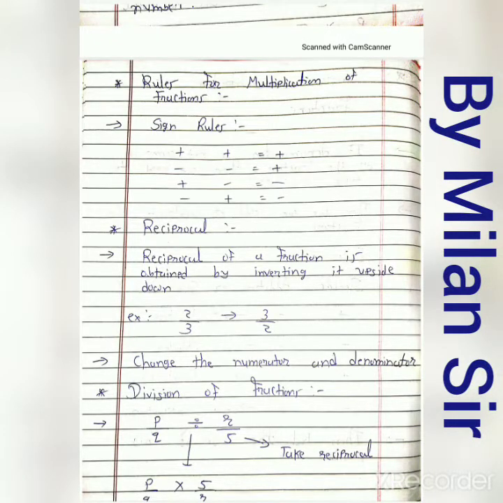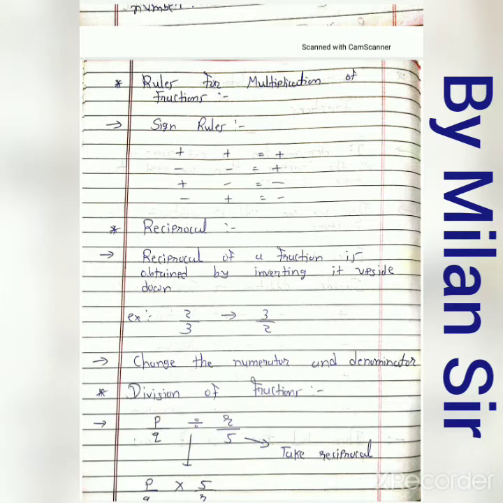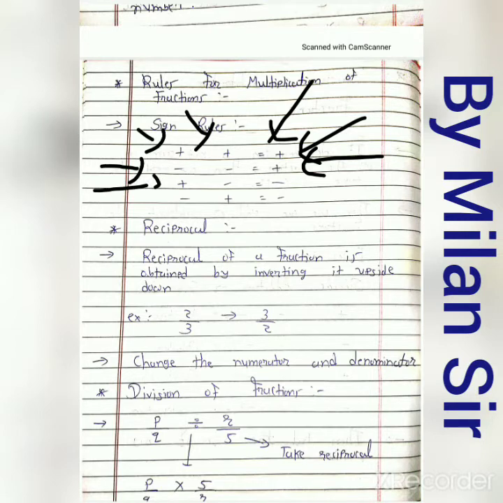Then sign rules for the multiplication of fractions. In multiplication, first of all we do the multiplication process, after that we put the sign. If both numbers have positive signs, we give a positive sign to the answer. If both have negative signs, even then we give a positive sign. If one has a plus sign and one has a minus sign, we give a minus sign to the answer.